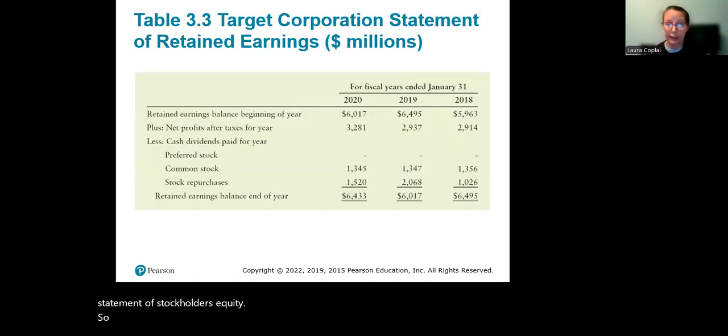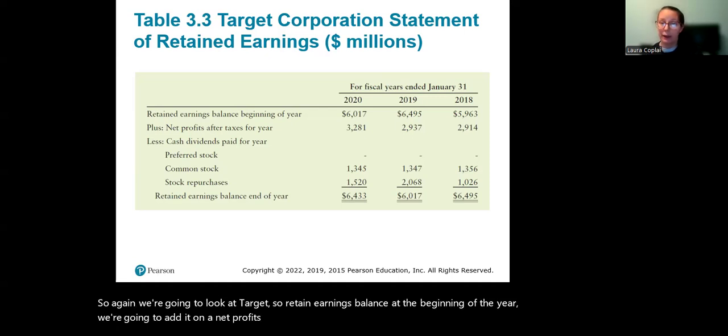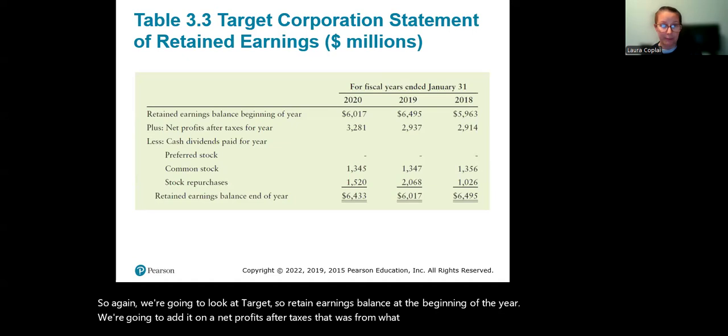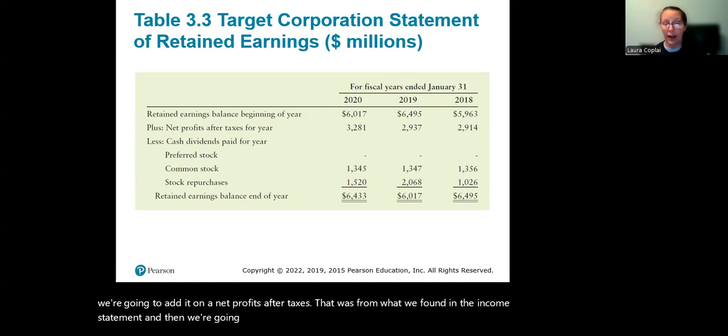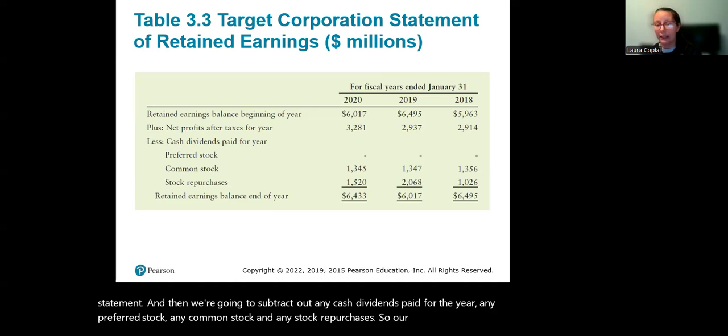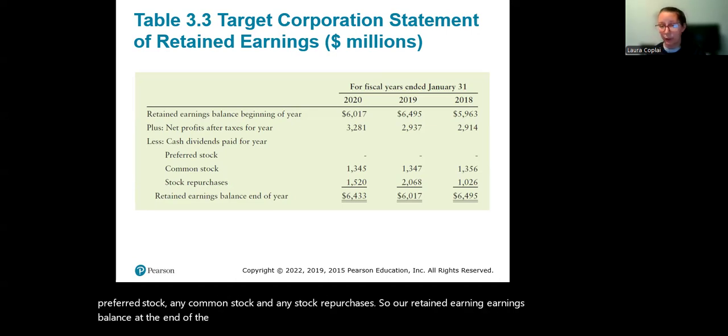So again, we're going to look at Target. Retained earnings balance at the beginning of the year. We're going to add in any net profits after taxes, which we found in the income statement. And then we're going to subtract out any cash dividends paid for the year, any preferred stock, any common stock, and any stock repurchases. So our retained earnings balance at the end of the year equals 6433, 6017 in 2019, and 6495 in 2018. So that's how they came up with those figures for the balance sheet.